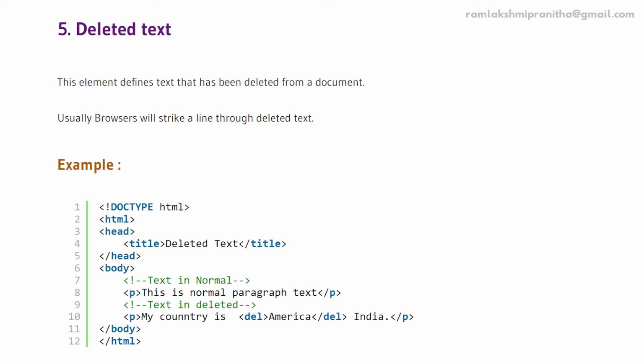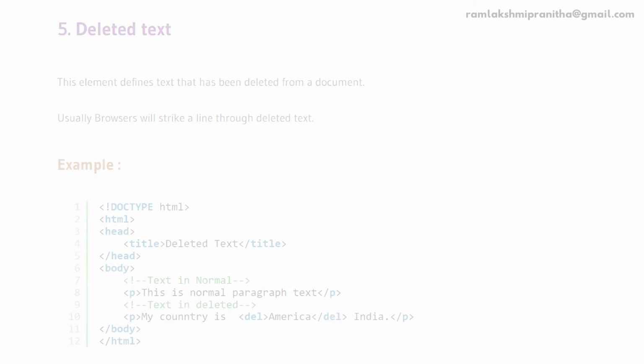5. Deleted text. This element defines text that has been deleted from a document. Usually browsers will strike a line through deleted text. In this above example we have implemented the delete tags, and a normal paragraph tag. We can see the difference in the output.